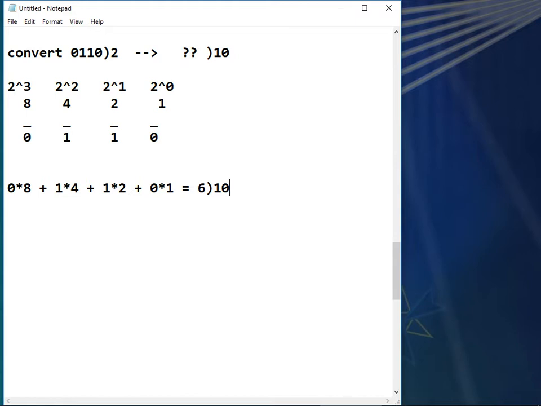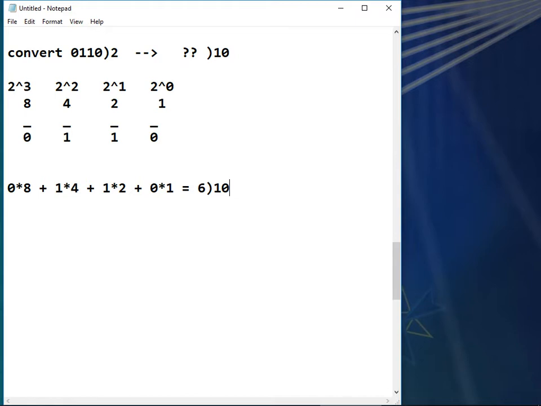60 divided by 2 is 30 with a remainder of 0. 30 divided by 2 is 15 with a remainder of 0. At least now we have an odd one, right? 15 divided by 2 is 7 with a remainder of 1.